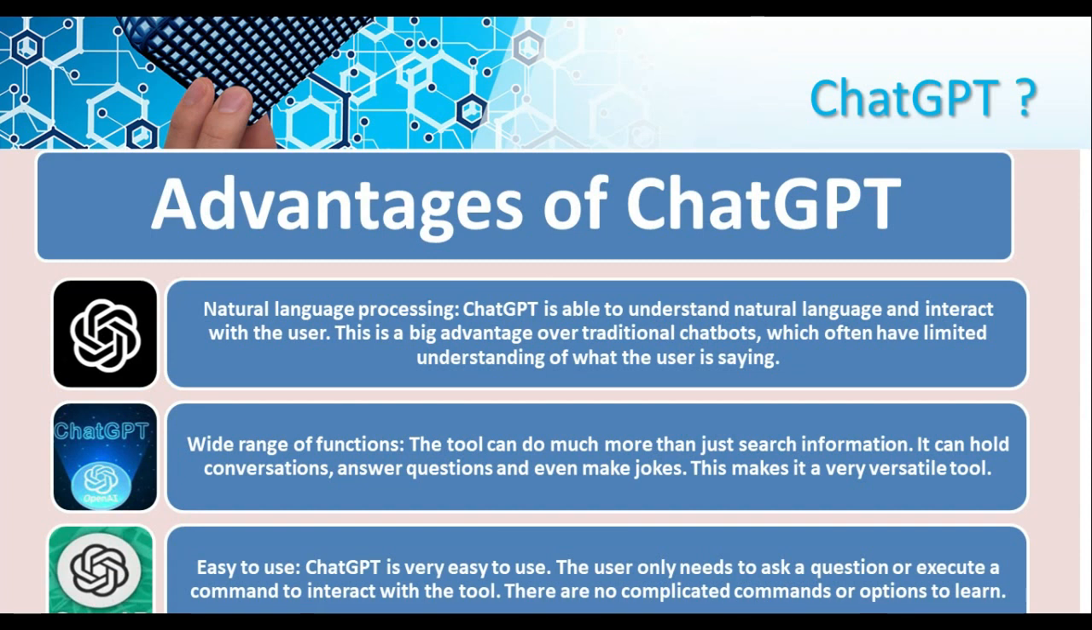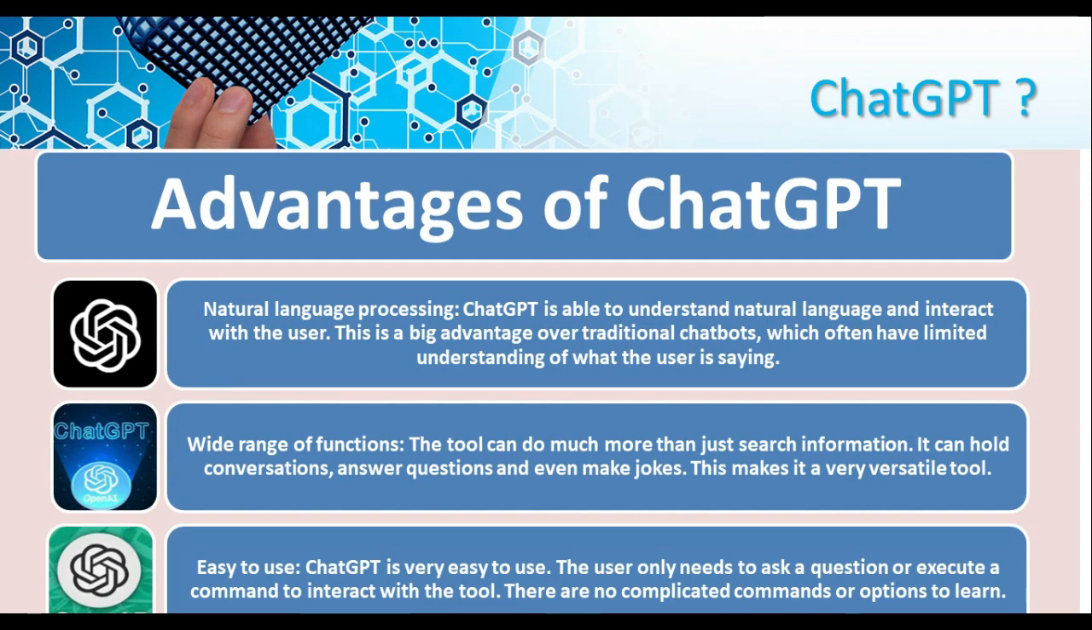So what are the advantages of ChatGPT? Basically ChatGPT is natural language processing. It is able to understand natural language and interact with the user. This is a big advantage over traditional chatbots, which often have limited understanding of what a user is saying. It provides human-like interactive responses, all the responses are dynamic, and they are more relevant to the questions of users.